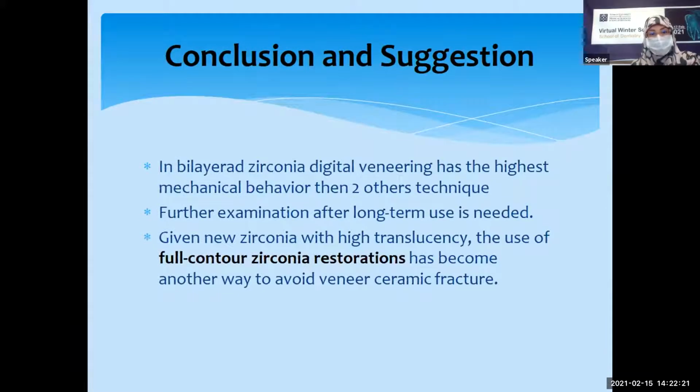As a conclusion and suggestion, we can say that in bilayer zirconia, the digital veneering system has the highest mechanical behavior compared to the others. But further examination after long-term use is needed. And given the new zirconia with high translucency, the use of full contour zirconia restorations has become another way to avoid veneer ceramic fracture.